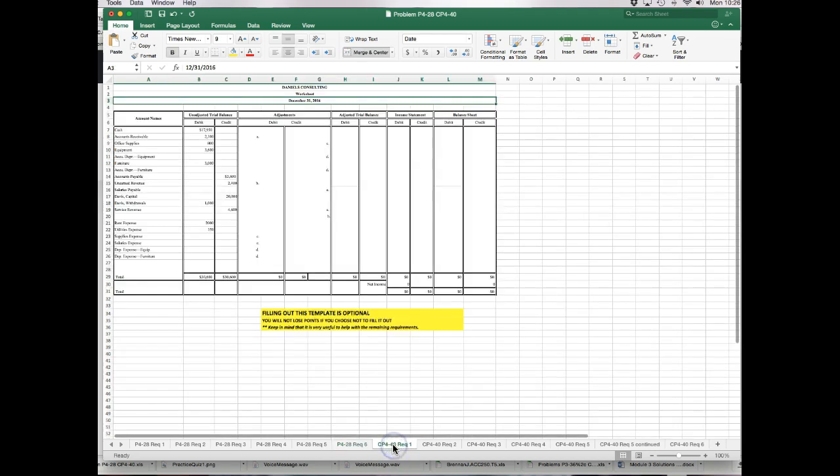The next problem is pretty similar, except for in the first requirement, you have a worksheet. Now this is a continuing problem, so this is the one that we've been doing throughout this course. So this first requirement is optional. You can fill this out, you don't have to. I don't take off any points if you don't, but it's a helpful tool just for you to get a bearing as to where you're at.